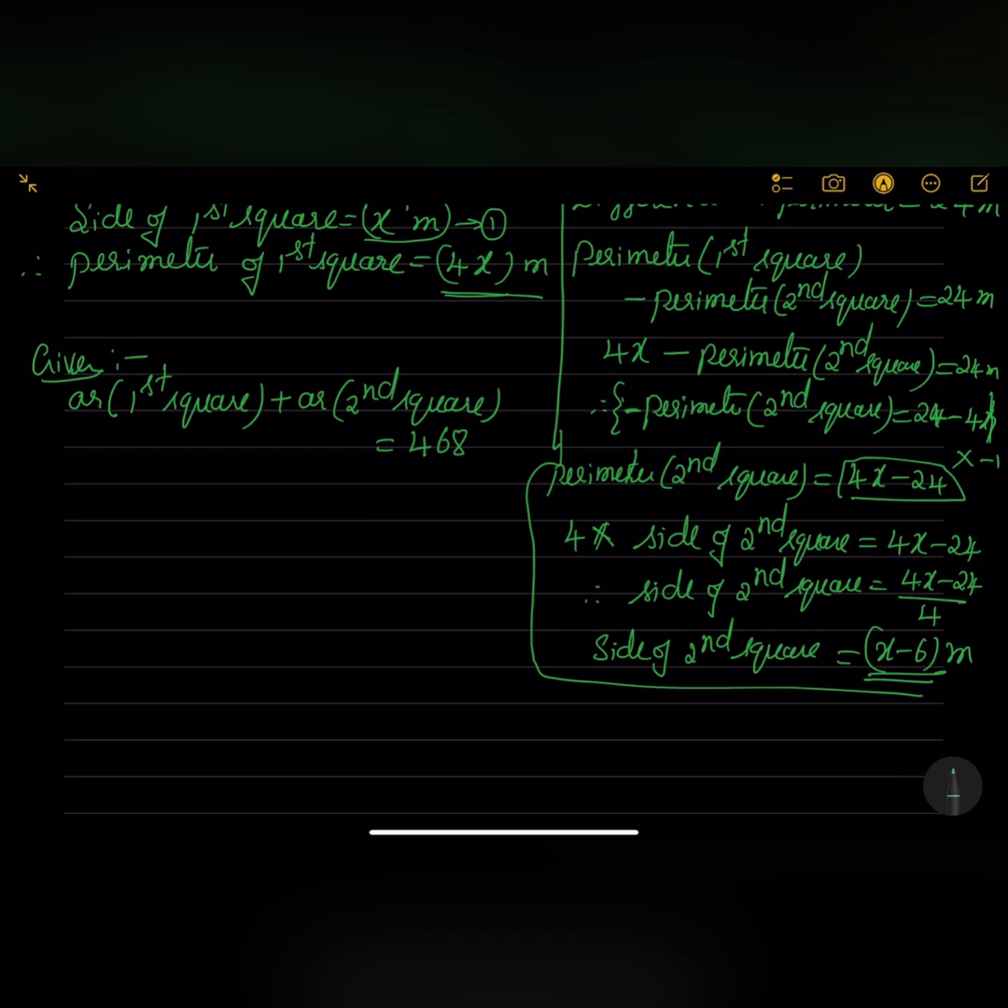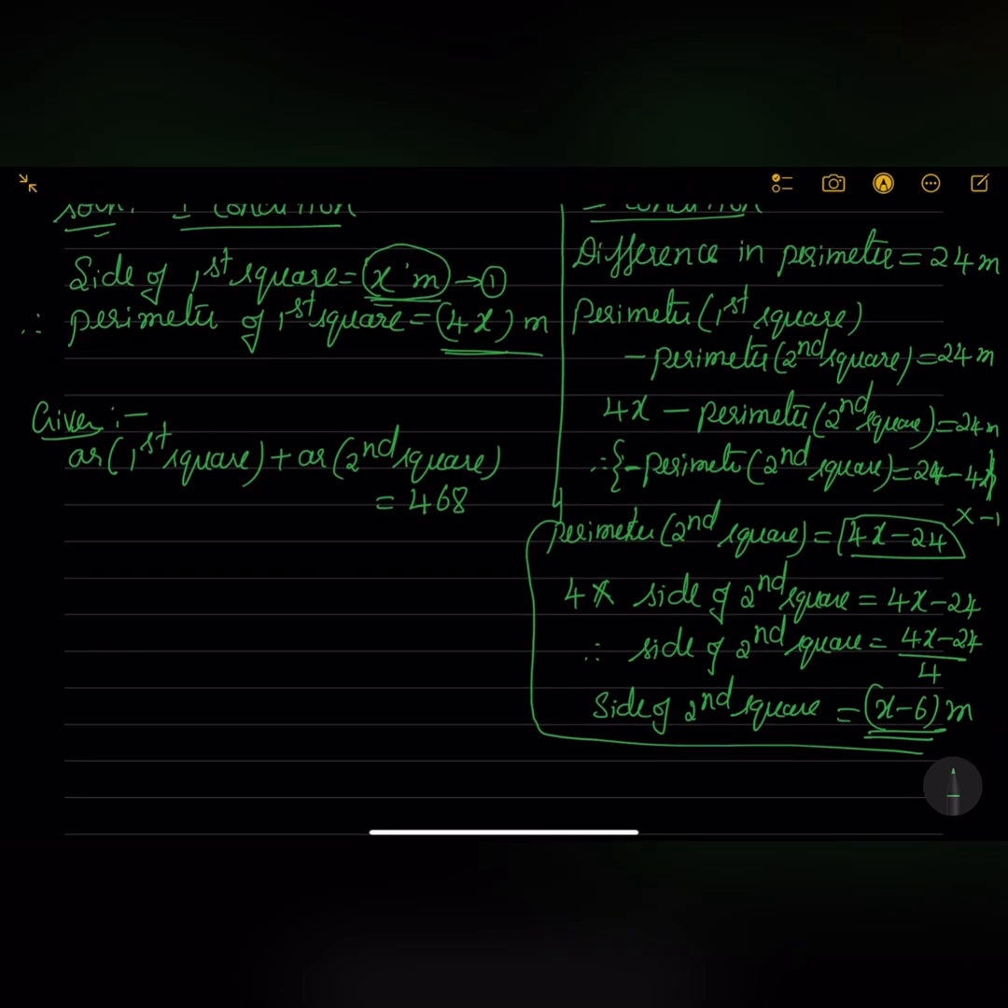Because of the given thing, we have to write down the value for the side of the first square, and we should get the value for the side of the second square. Let us substitute those things here: x square plus x minus 6 whole square. We know that the area of a square is side square. So the area of the first square is x square, and the second square is x minus 6 whole square. Therefore we need to find the value of x.